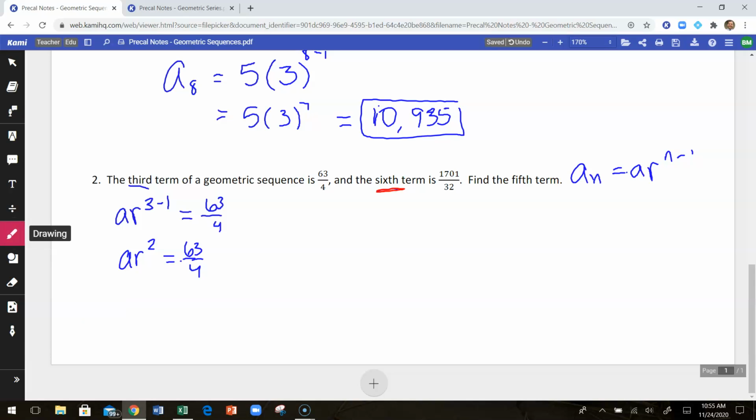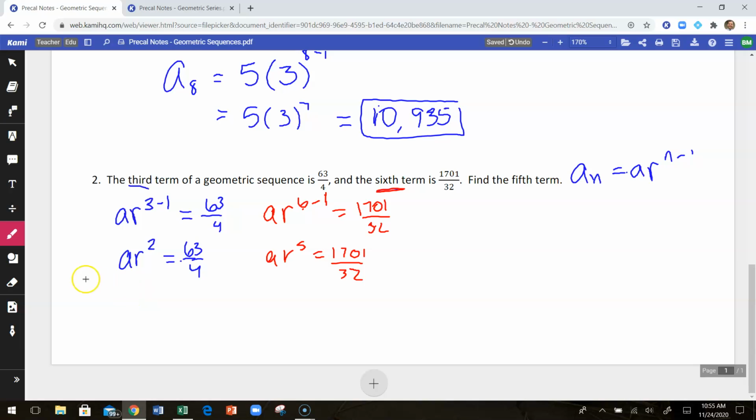The other one is my 6th term, so if I plug in 6 for n, I'm supposed to get 1701 over 32. So that tells me that A R to the 6 minus 1, so A R to the fifth, equals 1701 over 32. So what we have here is a system of equations. However, it's a little bit different than most systems you've seen, because we are multiplying A and R and not adding them. So how do I handle a system of equations where the variables are being multiplied?